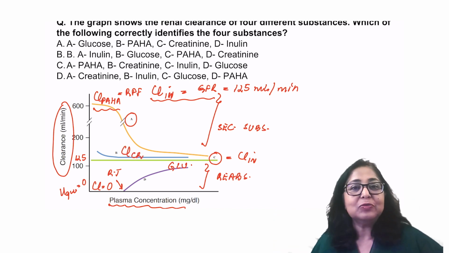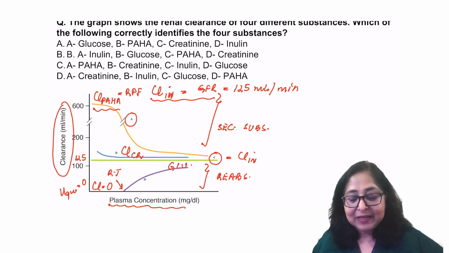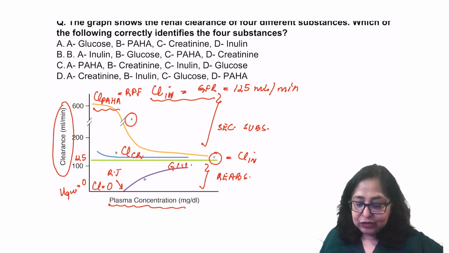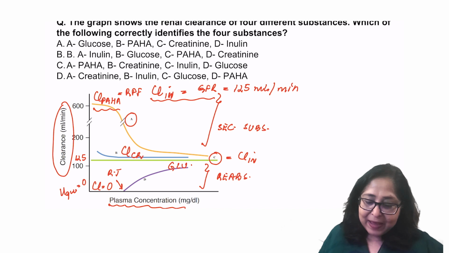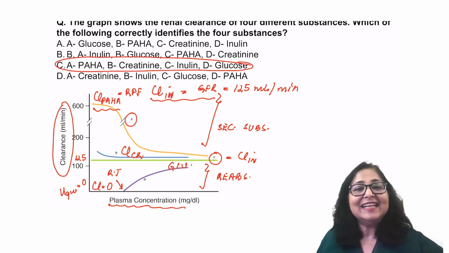Creatinine is a substance which is freely filtered and slightly secreted. So its clearance will be slightly more than the clearance of inulin. So here, A is para-aminohippuric acid, B is creatinine, C is inulin, and D is glucose. So the correct answer is C.